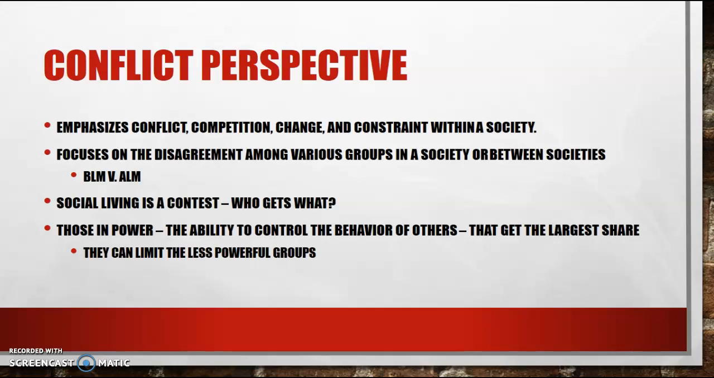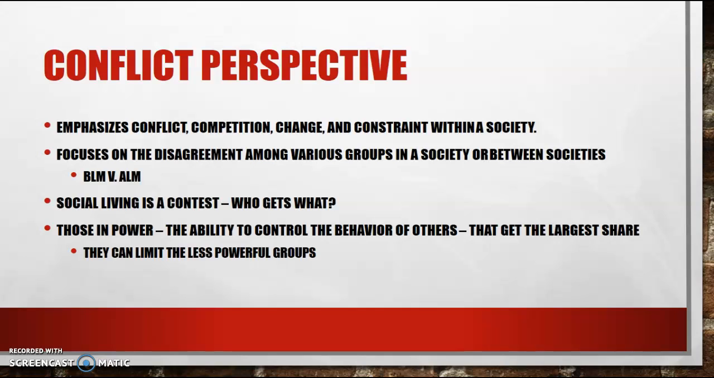And we can look right now, very simple, Black Lives Matter versus All Lives Matter. These two groups are constantly going head to head right now on social media. And we can look at that and say, okay, how is it that these are making constraint or change within our society? Social living is a contest. Okay, that's what the conflict perspective teaches. It is a contest. When you're out there living, it is a contest, and who or what group gets what.